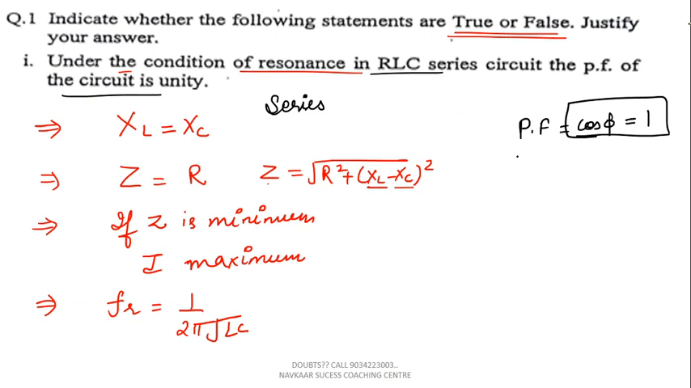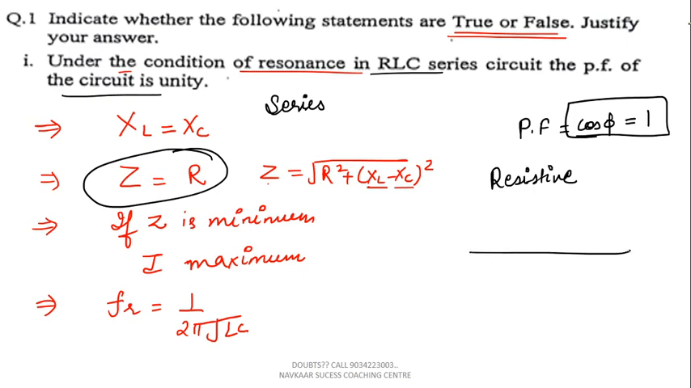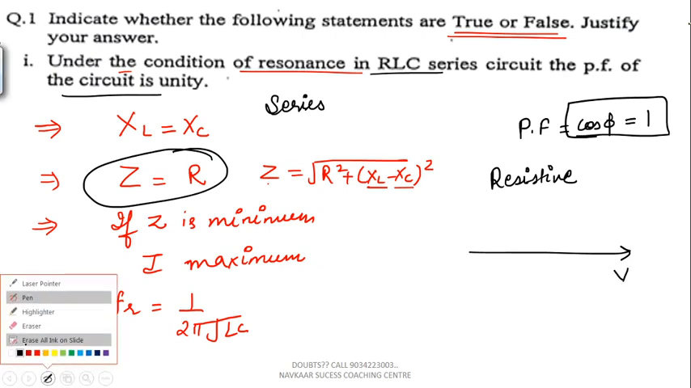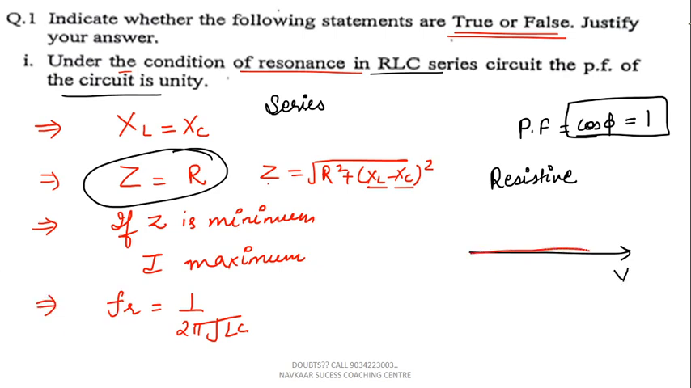See how? Because in the condition of resonance we have Z equal to R. R means a resistive load, right? And in a resistive load, voltage and current are always in the same phase. Suppose we have voltage on the x-axis, and we have current on the x-axis as well, because of the resistive load. So the angle between voltage and current is 0. Cos 0 is 1. So its answer is true, that the power factor is unity.